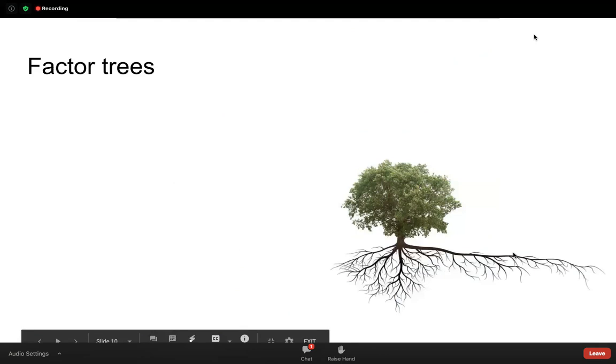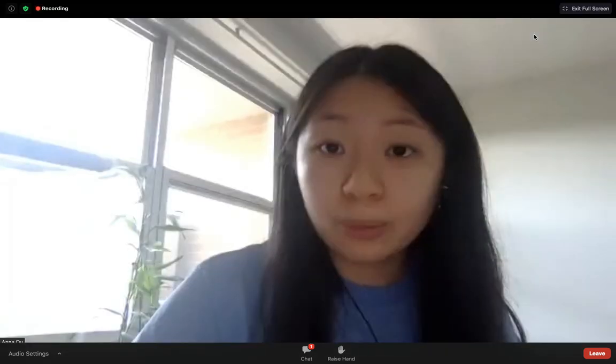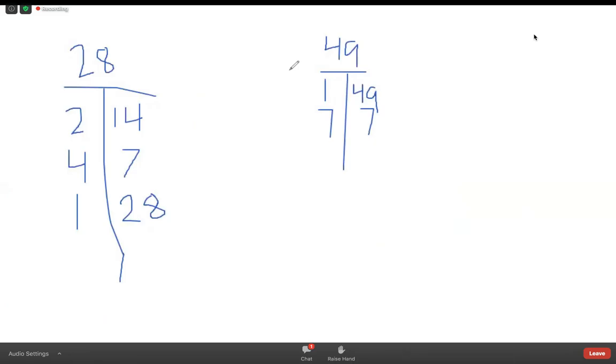So now let's do some factor trees. A factor tree breaks down a number into its prime factors, and also it shows all the factors branching out like the roots of a tree. So, okay, we were going to do 12. So now I'm going to go back to my whiteboard. Okay, so 12. I'm not going to ask a question. I'm just going to do this one myself just to demonstrate.